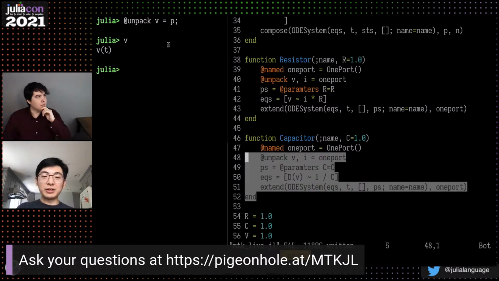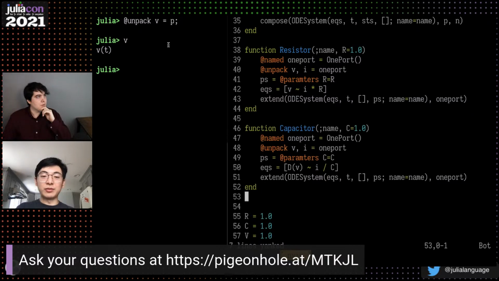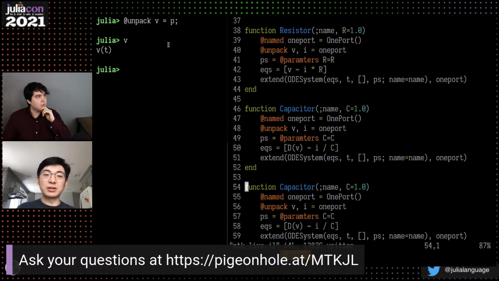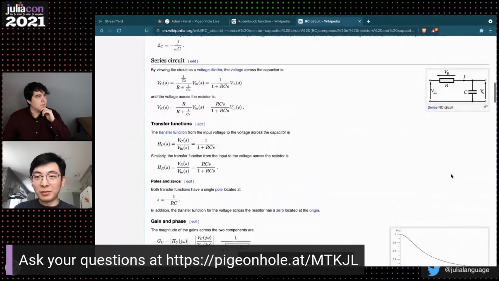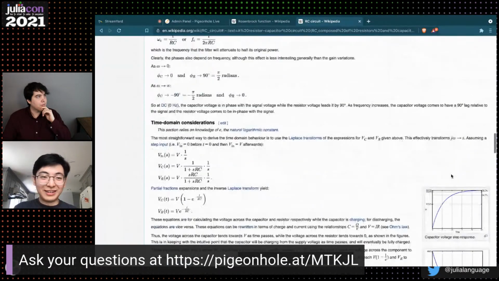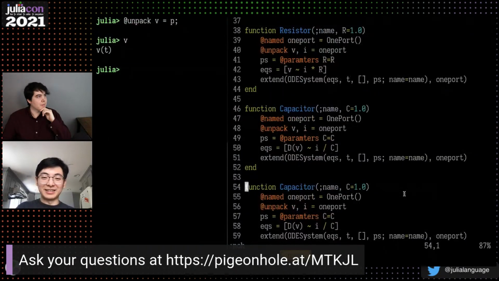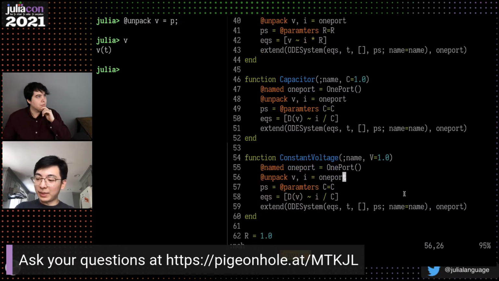We also need a component for a constant voltage source, right? This is not shown in this diagram. So basically, we need a battery for the RC circuit. Otherwise, it doesn't quite make sense, right? So we need a constant voltage that has the parameter V. So constant voltage is basically a battery.